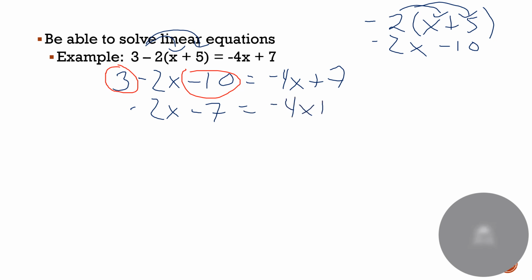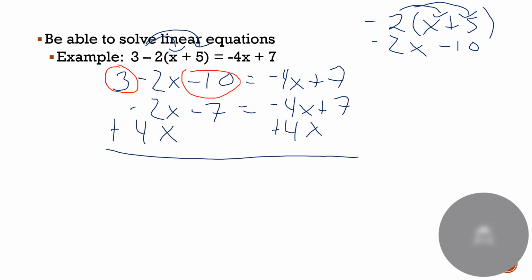Next step is to get all the variables on one side. You can collect them on either the left or the right. I actually like to keep them positive. So in this case, I can undo a -4x by adding 4x to both sides, and make sure that you do line that up if you are showing that step. -2x plus 4x is 2x, and -4x plus 4x is 0. That's why it cancels out. Make sure you're doing the right operation there.